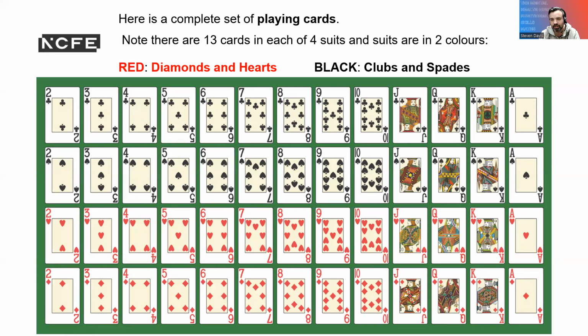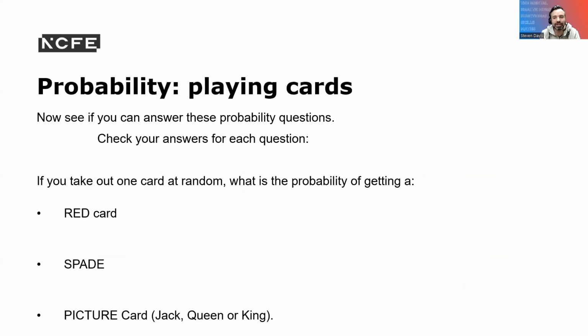52 cards in a deck. Yeah, just my mind's wandering there. Let's go. Probability of playing cards.